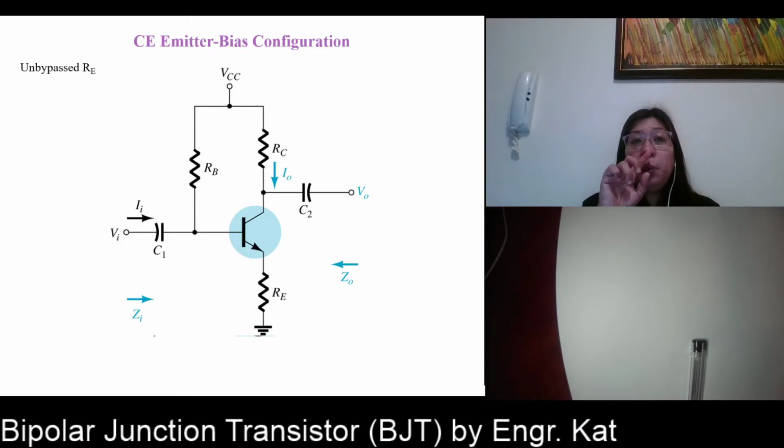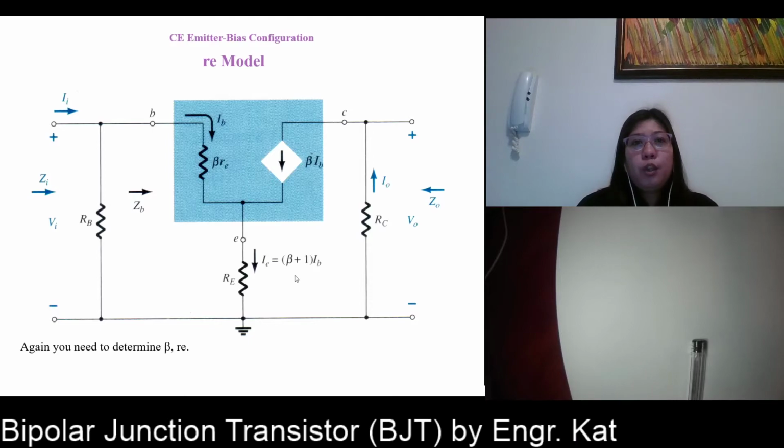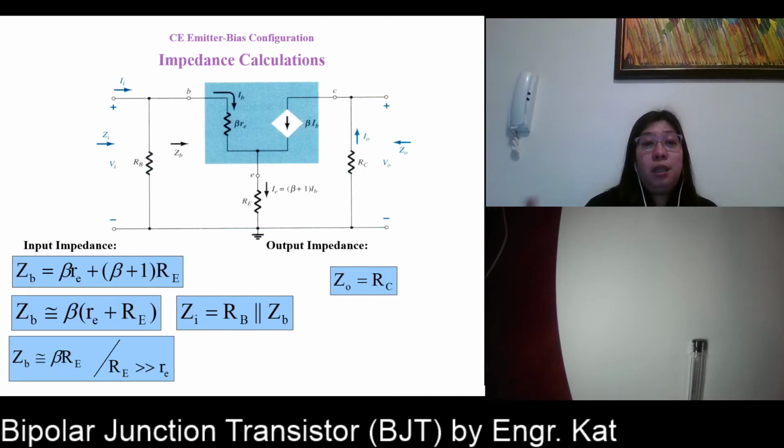So there are two ways that we can approach the emitter stabilized configuration. We have the unbypassed RE. Look at what happens in the unbypassed RE. We don't have a capacitor here. So what happens when we don't have a capacitor there? When we draw the re model, we didn't remove your RE here. Since RE was not removed, we have much more complicated formulas and equations.